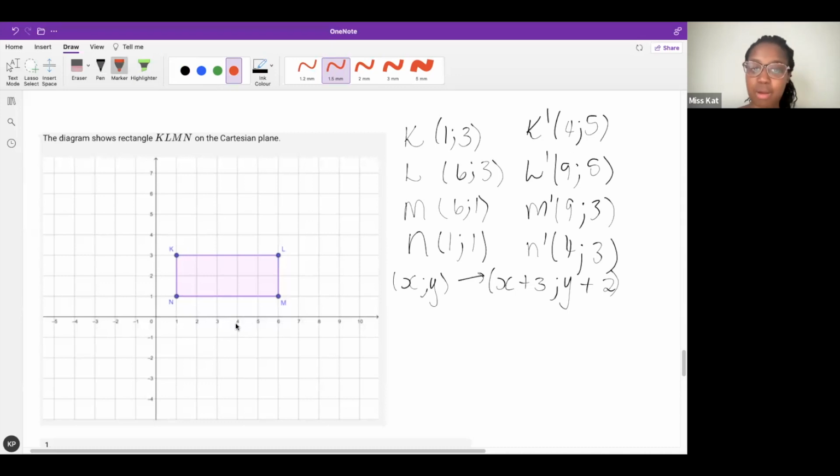Let's start with K prime. K prime is 4 and 5, so it's over there. That's our K prime. This one is 9 and 5. That would be L prime. M prime is 9 and 3, which is over there. And finally, N prime is 4 and 3, which is over there. N prime. Then you're going to join it.